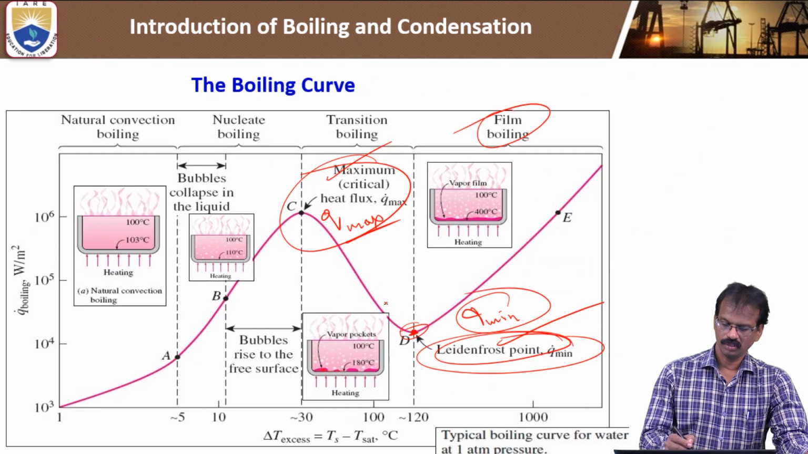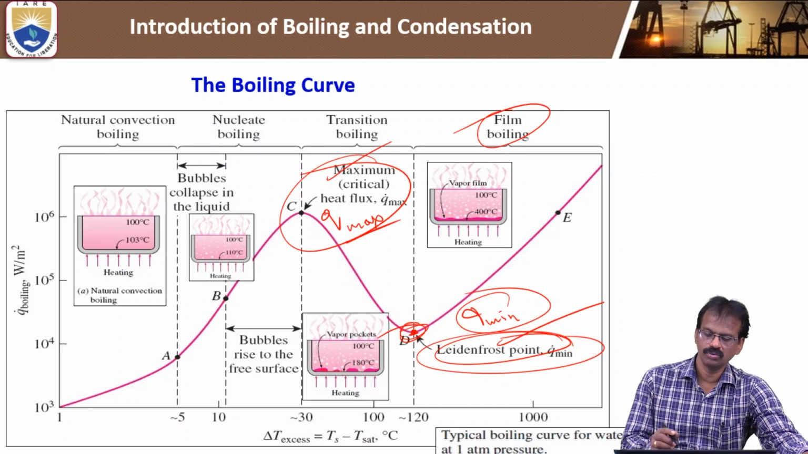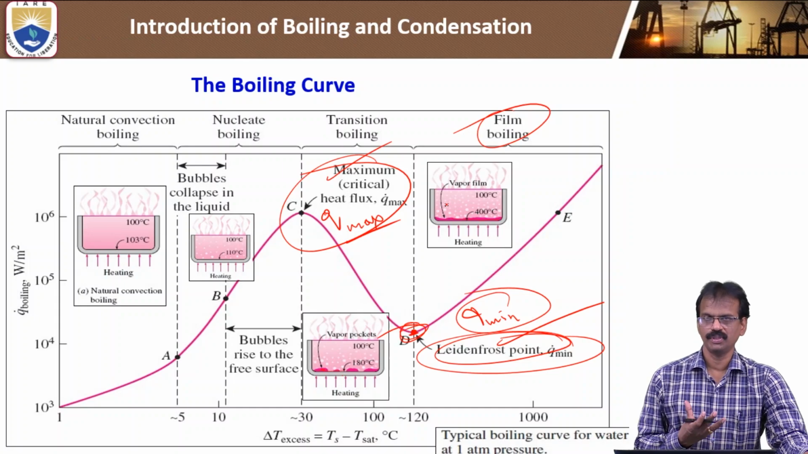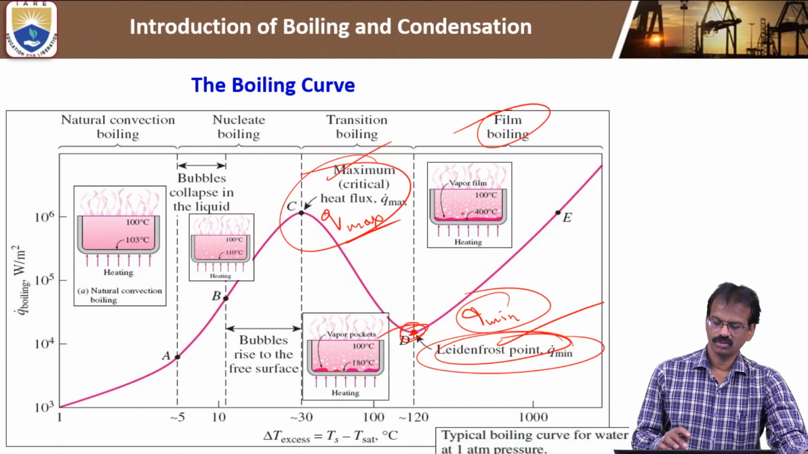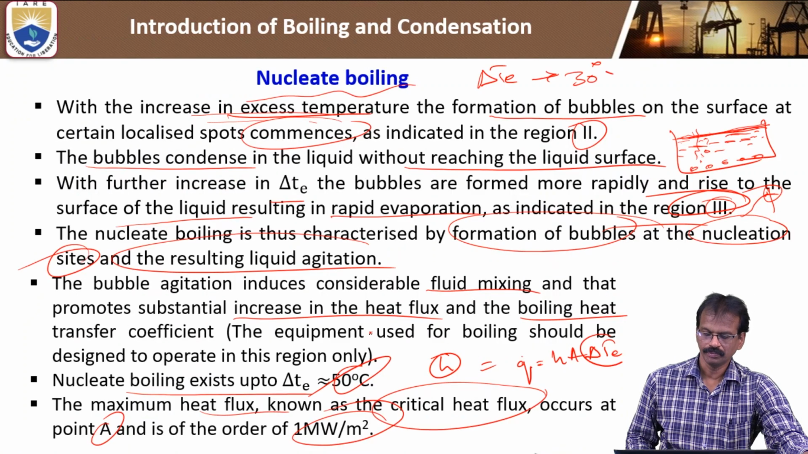So here heat flux gradually decreases due to this vapor film, which blankets and covers the surface. You know that the conductivity of the vapor film is very low, so it opposes the heat transfer from solid to liquid. Okay, so due to this reason, heat flux gradually decreases. It reaches a minimum point.